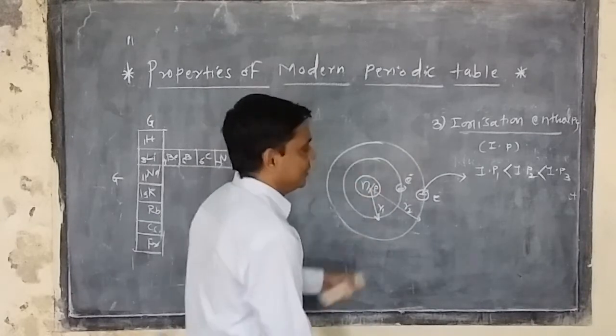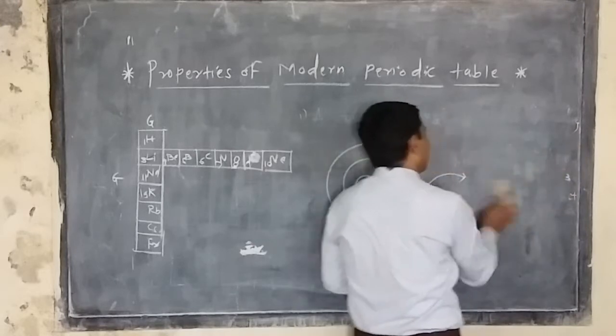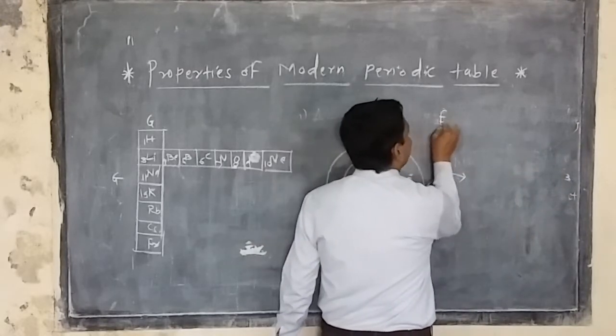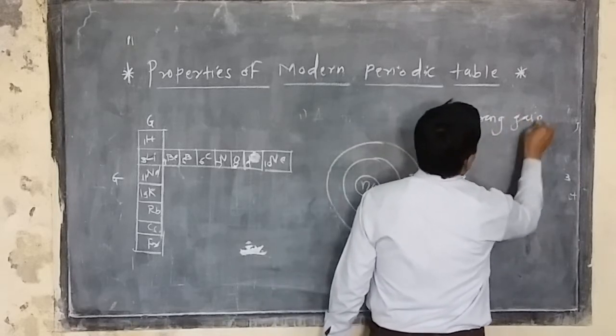So this is the second property that belongs to it. Then see, the third property is electron gain enthalpy. So in the case of this electron gain enthalpy, what happens here?